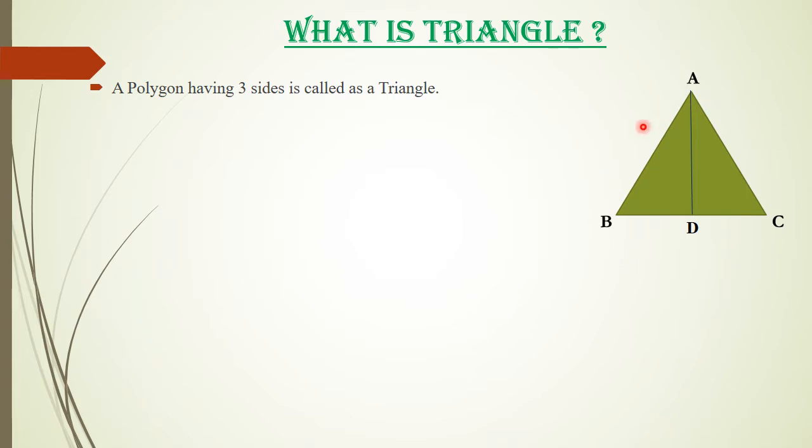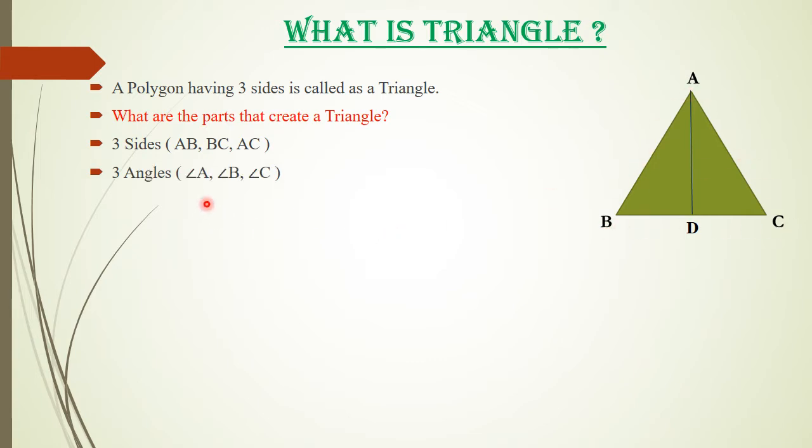Now let us understand the different parts present in this triangle. First of all, we have three sides, that is AB, BC and AC. These are the three sides of the triangle. Then we have three angles. The angle between sides AB and AC is called angle A. The angle between sides AB and BC is called angle B. The angle between sides AC and BC is called angle C. Next, we have three vertices, namely A, B and C. You can see these are the important parts of this triangle.